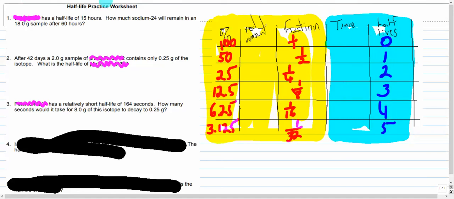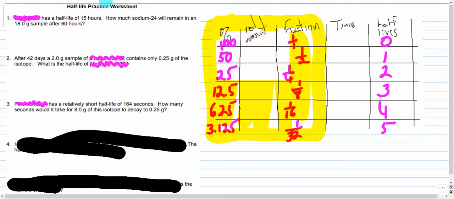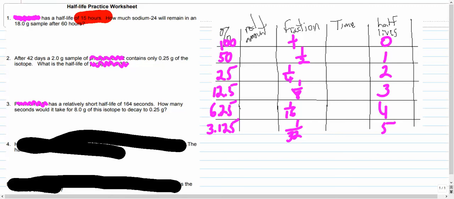But anyway, I promised to solve 1, 2, and 3, and I'm blabbing about a bunch of other stuff, so I better get to it. So let's look at this. The half-life is 15 hours. So I can go right over here and say, okay, so 0 half-lives, that's a time of 0. 1 half-life is 15 hours, 2 half-lives would be 30 hours, 3 half-lives would be 45 hours, and then just count by 15s. You get the picture.